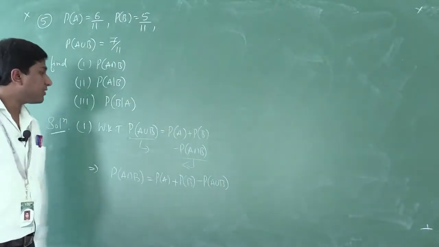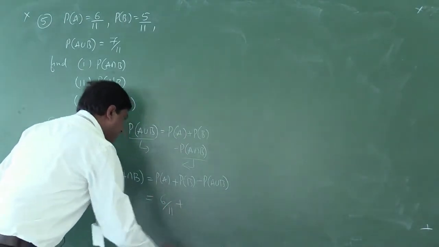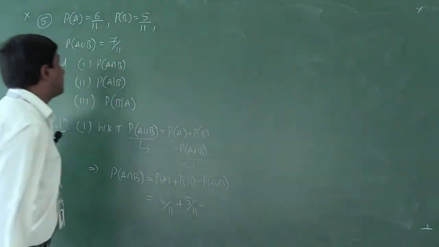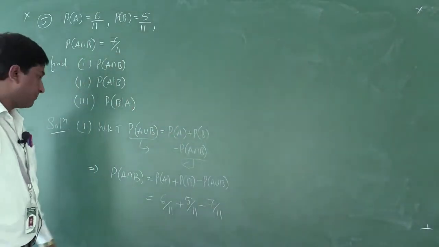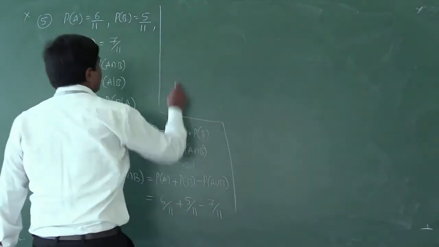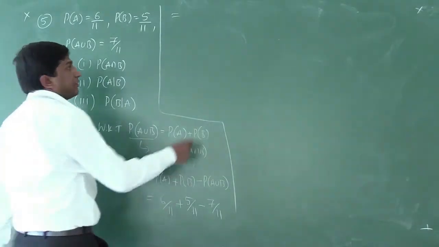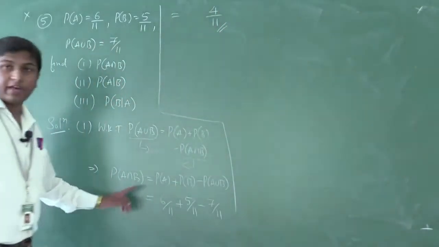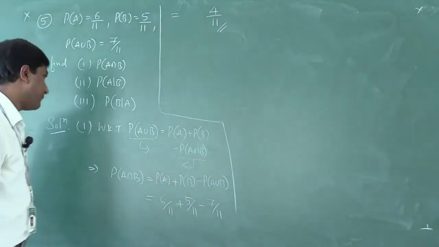Okay, substituting these three values, P of A is 6 by 11, P of B is 5 by 11, minus P of A union B is 7 by 11. So simplifying this, what do you get? 6 plus 5 is 11, 11 minus 7, we get 4 by 11. So the value of P of A intersection B is 4 by 11.